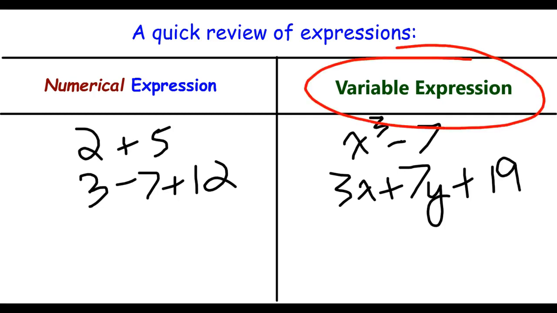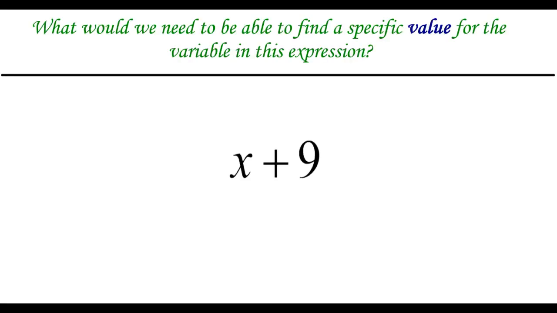So let's go ahead and look at the expression x plus 9 and ask ourselves the question, what would we need to be able to find one specific value for the variable in this expression? Now, of course, before we've practiced with just choosing a value arbitrarily and saying, okay, well, x equals 12. And in this case, then 12 plus 9 would be equal to 21. But what if we wanted to do it the other way, so that there was one particular value that the variable needed to have? What would we need to be able to find that specific value? Go ahead, pause the video, jot down some thoughts that you have, and come back when you're ready to move on.